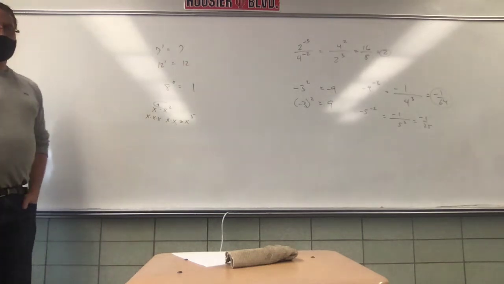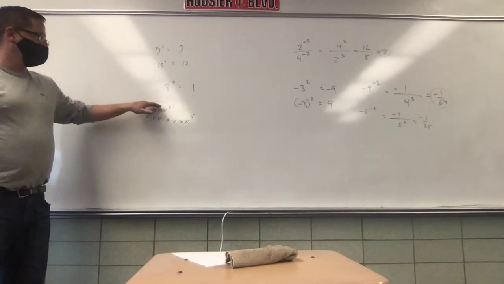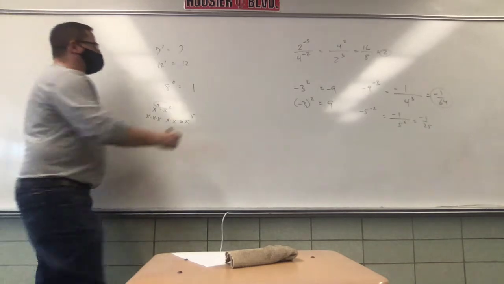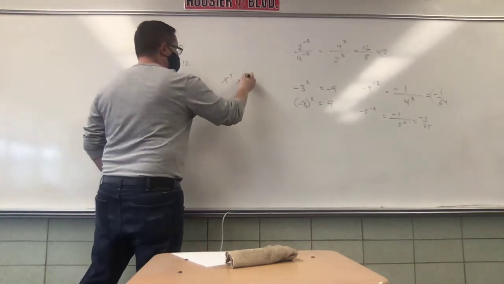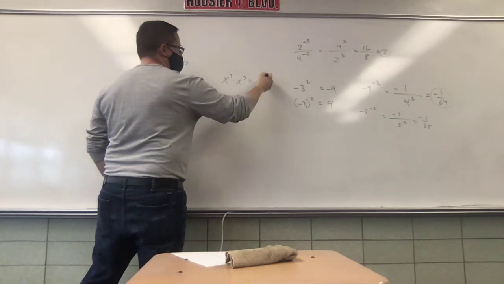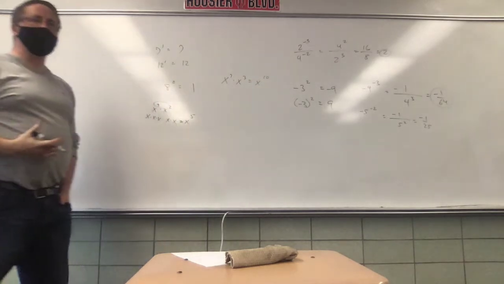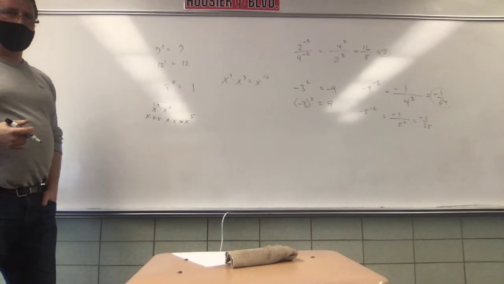Yeah, 3 plus 2 just equals 5. When you multiply them, you add the exponents. So what's x to the 7th times x to the 3rd? x to the 10th. When you multiply them, you add the exponents.